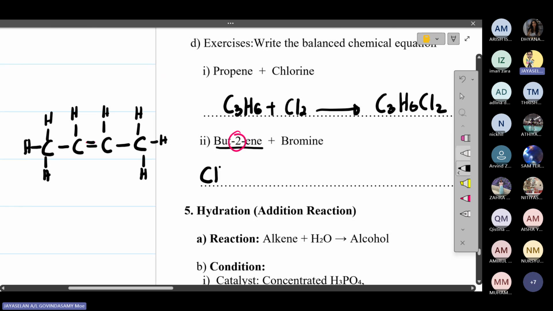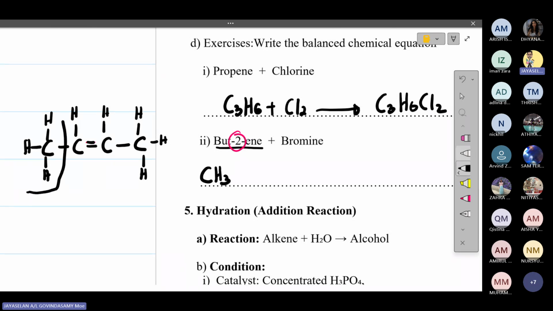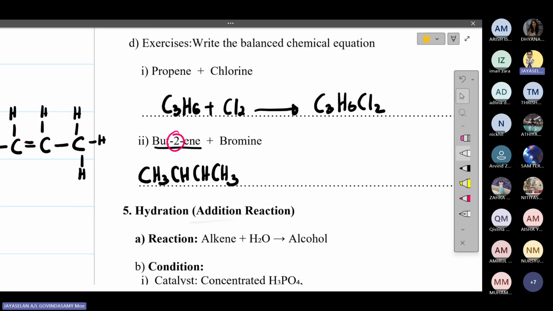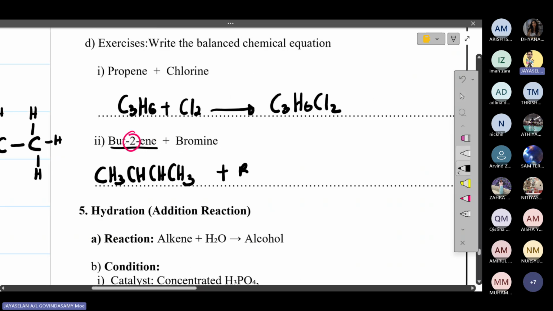How to convert this? CH3. See this? CH3. Okay? After that, you do this, CH. Then do this, CH. Okay, after finishing this, then the last one, CH3. This is the molecular formula of but-2-ene. Then you put what? Br2. Okay, can? Br2.